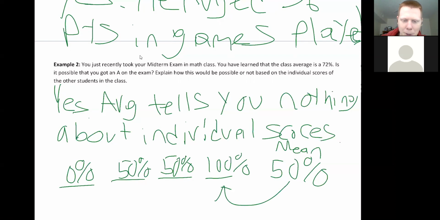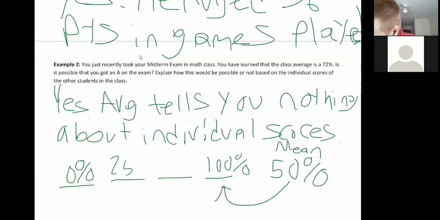So like I said, the mean really doesn't tell you about anyone's score. And even though there are people that got 50%, I could have changed these too. I could have made this a 25%, and this still would have a mean of 50%, and no one in the class got a 50%. So like I said, the mean doesn't tell you about anyone's individual scores.